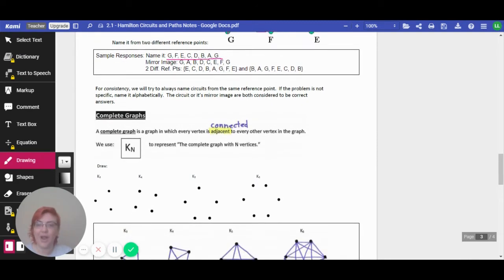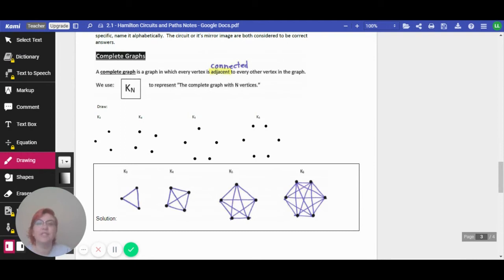All right, let's talk complete graphs. Complete graphs are graphs in which every single vertex is connected or adjacent to every other vertex in the graph. So we use K of n, or Kn, to represent the complete graph with n vertices. So here, if every vertex connects to every other vertex, there we go. But here, this vertex must connect here, here, and here. This must also connect here and here.